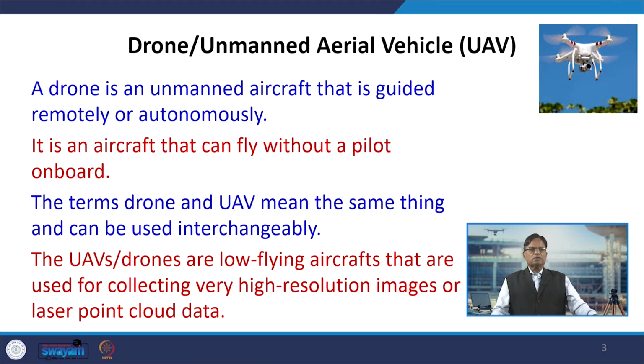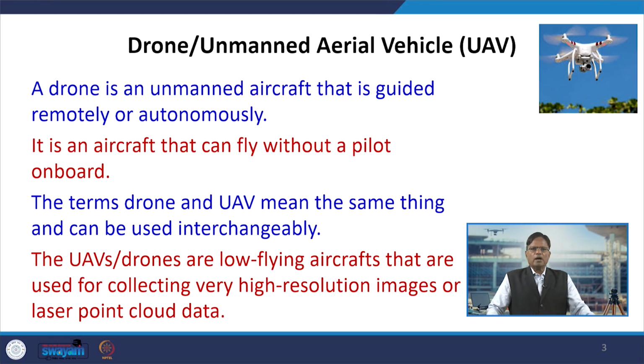So, a drone actually is also known technically as unmanned aerial vehicle, UAV. A drone is an unmanned aircraft. There is no pilot in it. It is guided remotely or autonomously from the ground. It's an aircraft which can fly without a pilot on board. So, that is the greatest advantage when we are using the drone. We are flying it safely because there is no pilot.